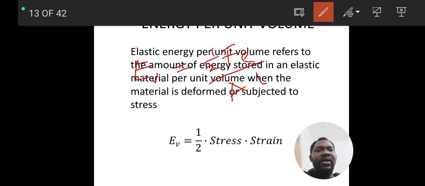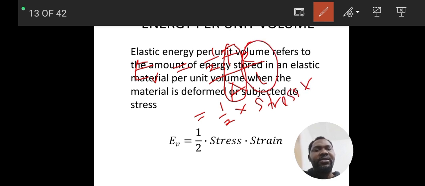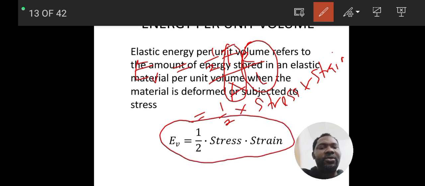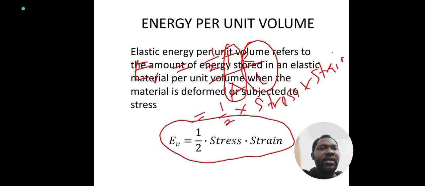Okay, so if you look at that, you can see that I can represent this as half times the force over area. Here is stress. Stress is force over area. We're going to look at that very soon. Then here, extension over length is strain. So this is the reason why we can represent energy per unit volume also as half stress times strain. Now, in the next slide, we'll be looking at the relationship between stress and strain. Okay, so let's continue.